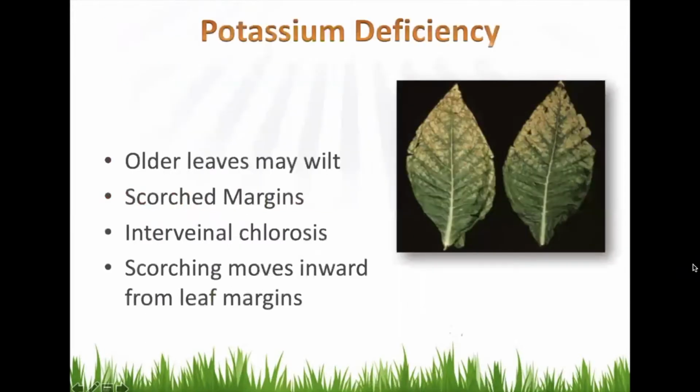With potassium deficiencies, the older leaves are affected first, and the older leaves may wilt, and may have a scorched margin as well. Scorched margin is yellow and brown on the perimeter of the foliage, and it has that interveinal chlorosis, and that's chlorosis within the veins of the foliage. That scorching also moves inward from the leaf margins, but it is first found on the leaf margins, and over time it will move in throughout the veins.